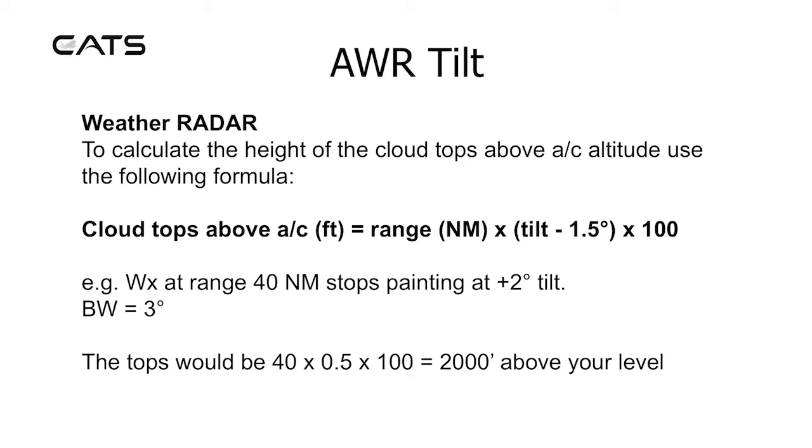For example, weather at range 40 nautical miles stops painting at plus 2 degrees tilt. The beam width is 3 degrees. The tops would be at 40 nautical miles multiplied by 0.5 multiplied by 100, which comes to 2,000 feet above your level.